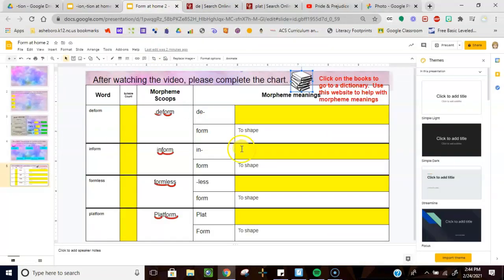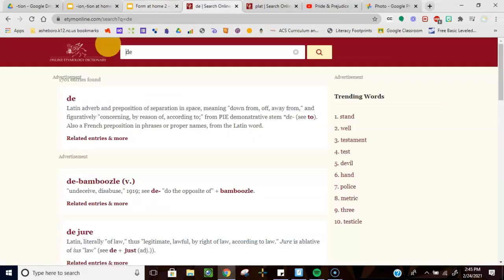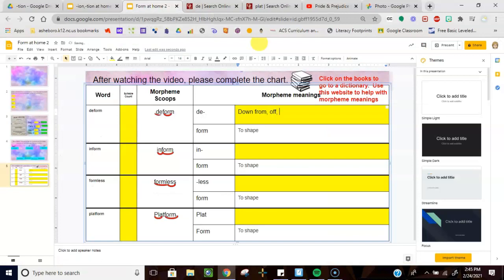Let me see it again. Down from, off, and then I think it was away from. Let me double check. Yeah, away from. And then I just go to the second one, okay? You're not writing the number 2. I know that there's 2 morphemes in this word because I've already done the morpheme scoops. I don't need you to tell me how many morphemes they are. You're just filling out what's the definition of that little chunk of the word. So you're looking at de, n, less, and plat. And that is it for your morpheme magic work for this week at home.